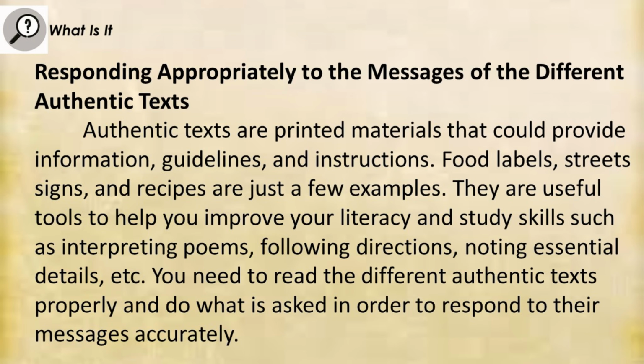Responding appropriately to the messages of the different authentic texts. Authentic texts are printed materials that could provide information, guidelines, and instructions. Food labels, street signs, and recipes are just a few examples. They are useful tools to help you improve your literacy and study skills such as interpreting poems, following directions, noting essential details, etc. You need to read the different authentic texts properly and do what is asked in order to respond to their messages accurately.